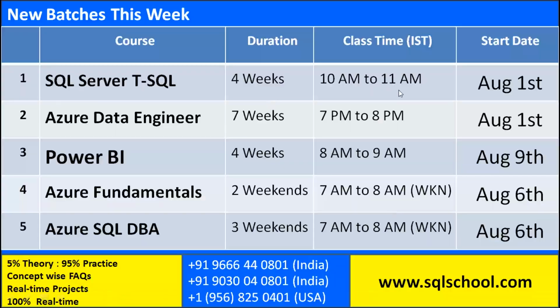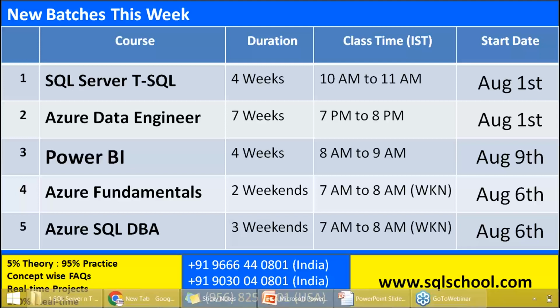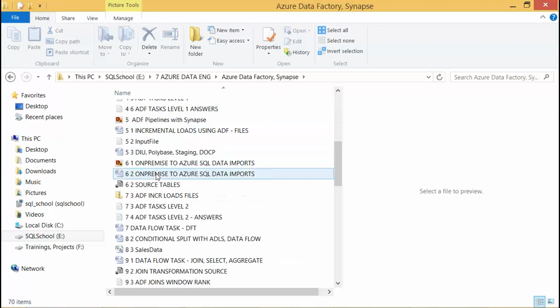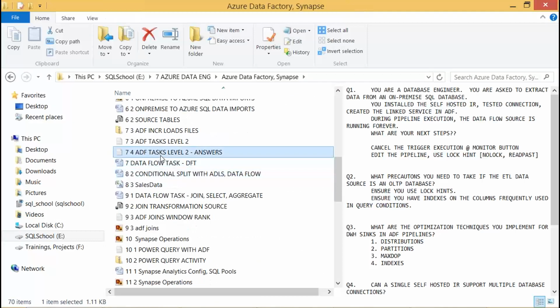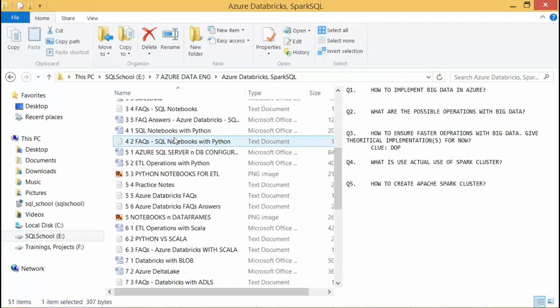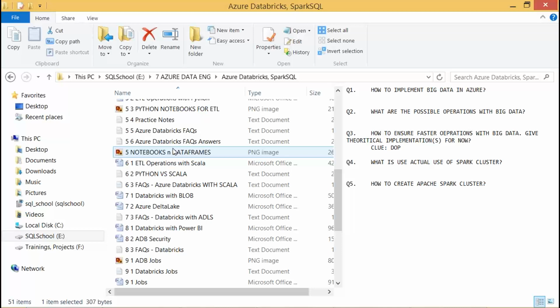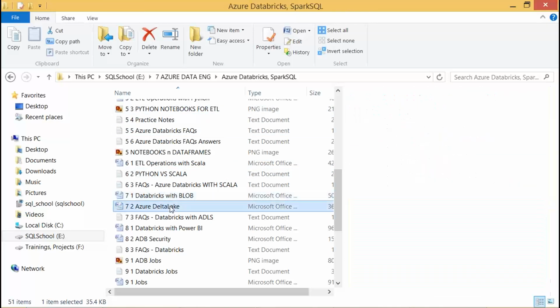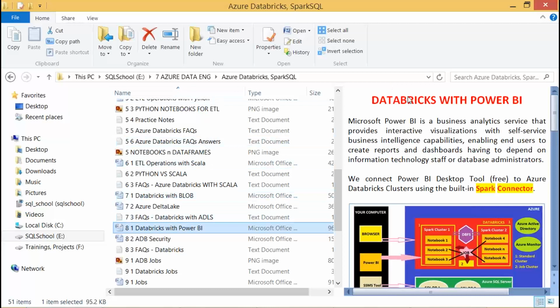The second course, Azure Data Engineer. Another much happening, much in demand course. The Azure Data Engineer, that includes Data Factory and Synapse. A detailed ETL, extract, transform, and load, ETL environment. Databricks and Spark SQL concepts. Mainly for the implementation of, again, ETL, we call extraction, transformation, and loading, with something called Databricks, Power BI integrations, and Hadoop concepts, Hadoop big data storage concepts.